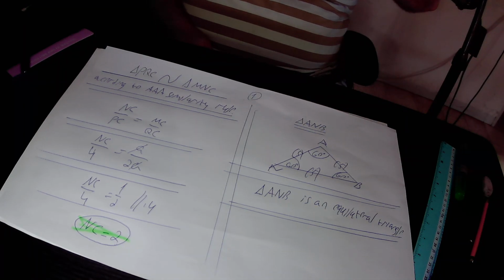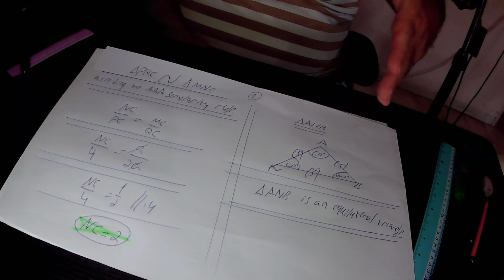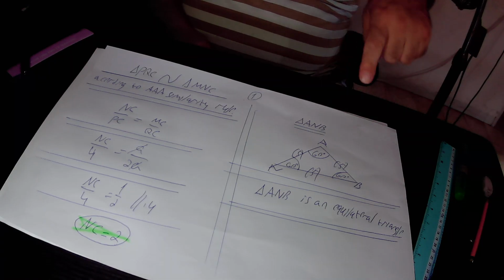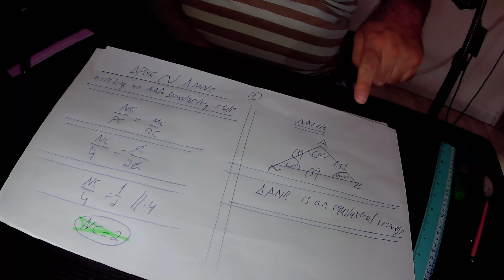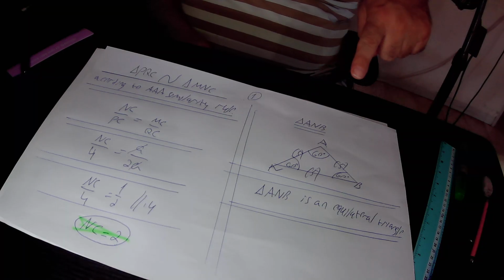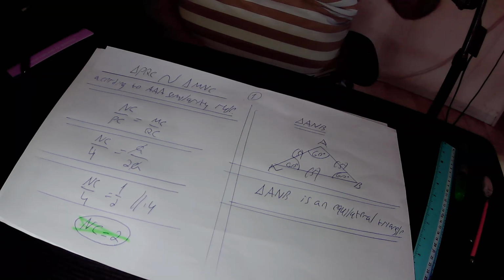So we actually found out that triangle NAB is an equilateral triangle. Why? Because all of its angles are equal to each other. We know that all the sides of any equilateral triangle are equal to each other. AB equals 5, therefore AN must also be equal to 5, and NB must also be equal to 5.